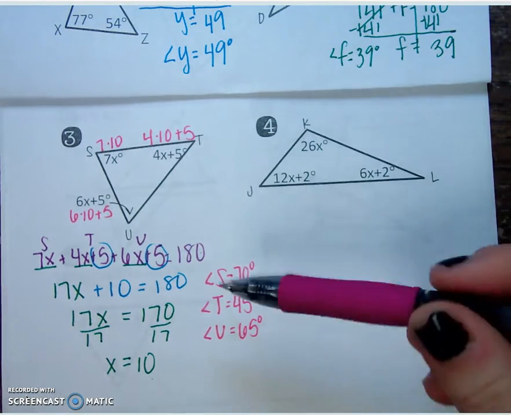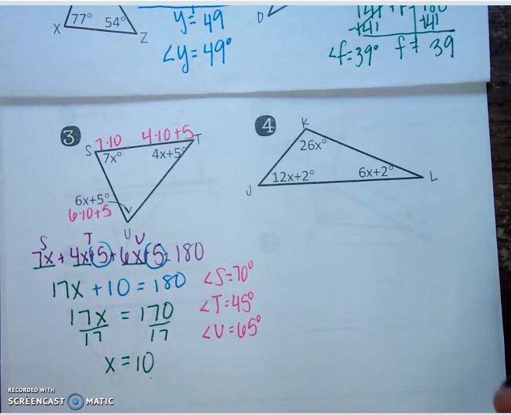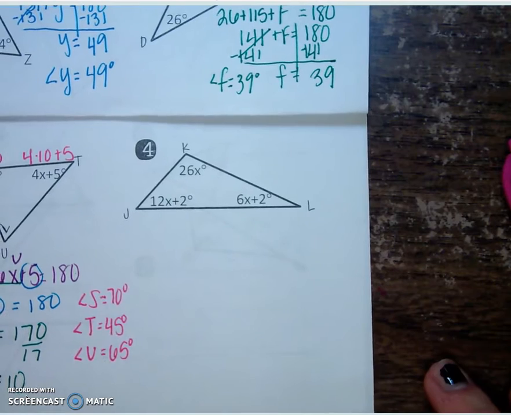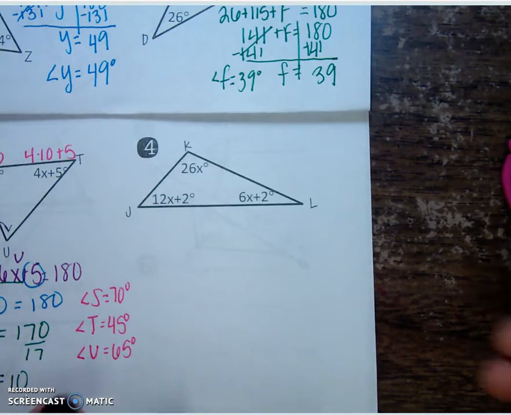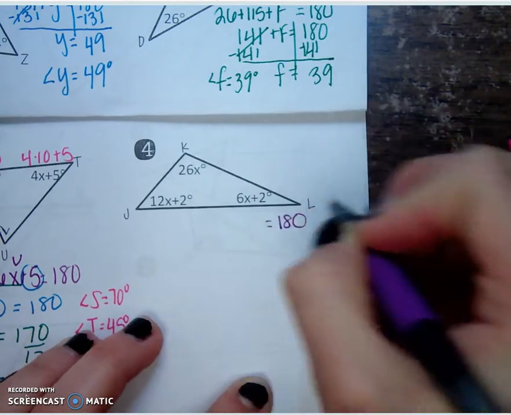Now, when you add all of these angles up, they should equal 180, and they do. All right, example 4. We're doing the same thing here. We have J, K, and L, and together it totals 180 degrees. That's interior angles for my triangle J, K, and L. So we know it's going to equal 180.